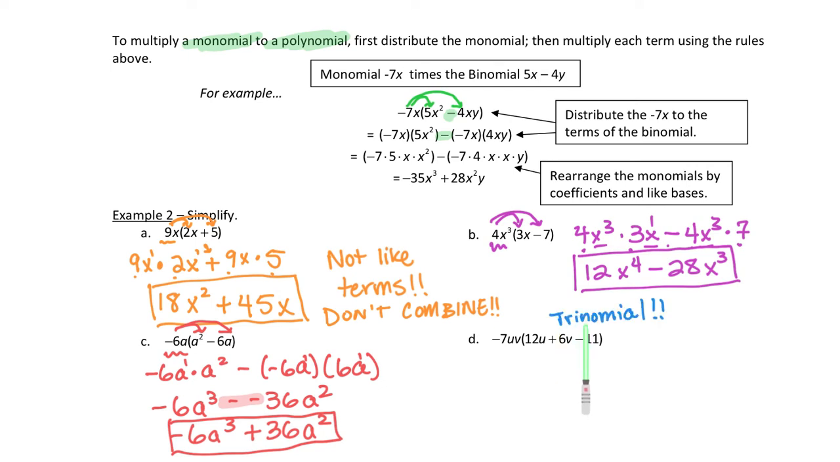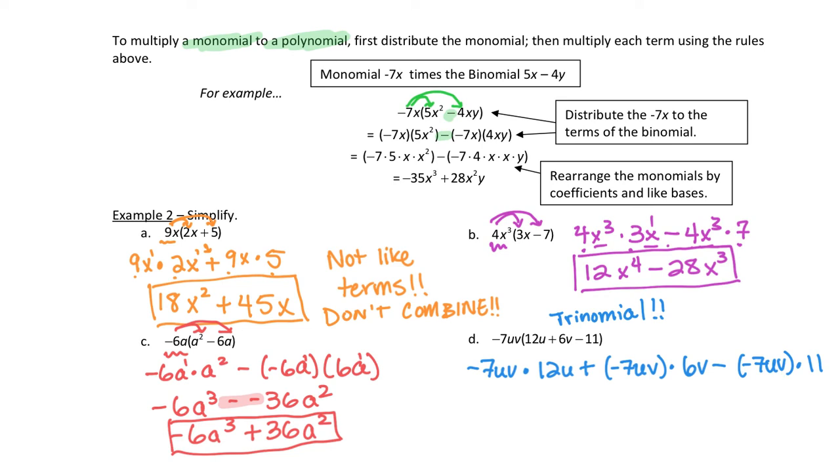On example D, we've finally got our first trinomial. So there's 1, 2, 3 terms here. We're going to multiply 3 times. So I've written it out. I've got the negative 7uv times the 12u. Notice I put it in parentheses whenever it's a negative, except for the first one. It's really important you put those parentheses in so we don't make as many mistakes with those negatives. And we're going to multiply it by that 6v there. And then minus, that's the minus from here, negative 7uv times 11.